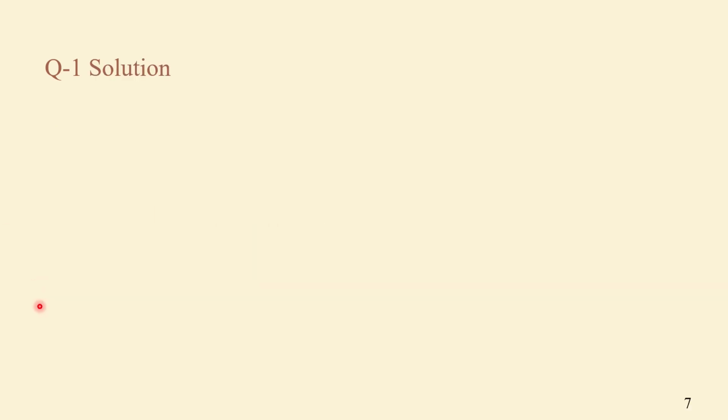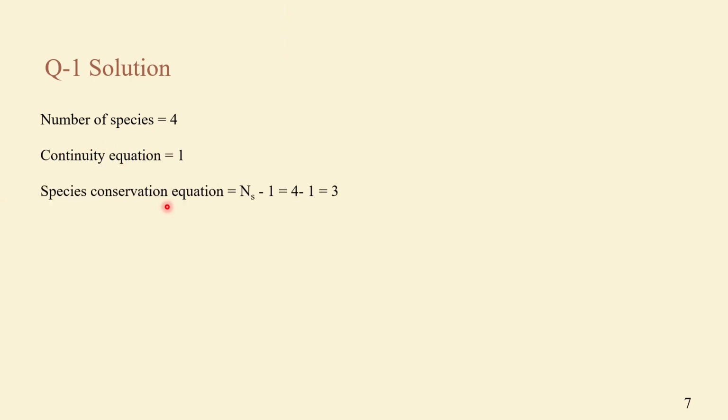The answer is option C. So how is it? The number of species is 4, because we have carbon monoxide, carbon dioxide, H2O and H2, and the continuity equation is 1. The number of species conservation equations that we need to solve in this problem is Ns minus 1, here 4 minus 1, that is 3. So the total number of equations is Ns minus 1, that is 3, plus 1, again 4. So we will go to question 2. In question 2, it is asked: which of the following statements is true about the chemical reaction?